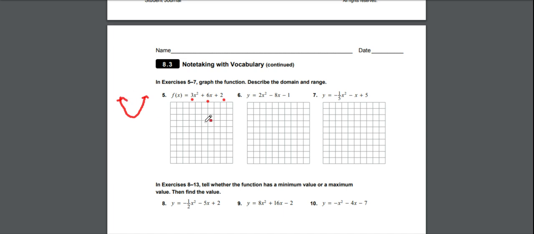You should be able to find the axis of symmetry and the vertex, but like I said, what I'll recommend is just to graph this on Desmos, and then you could figure out the domain and range from there. If I graph this on Desmos, 3x squared plus 6x plus 2, here's what the graph would look like.